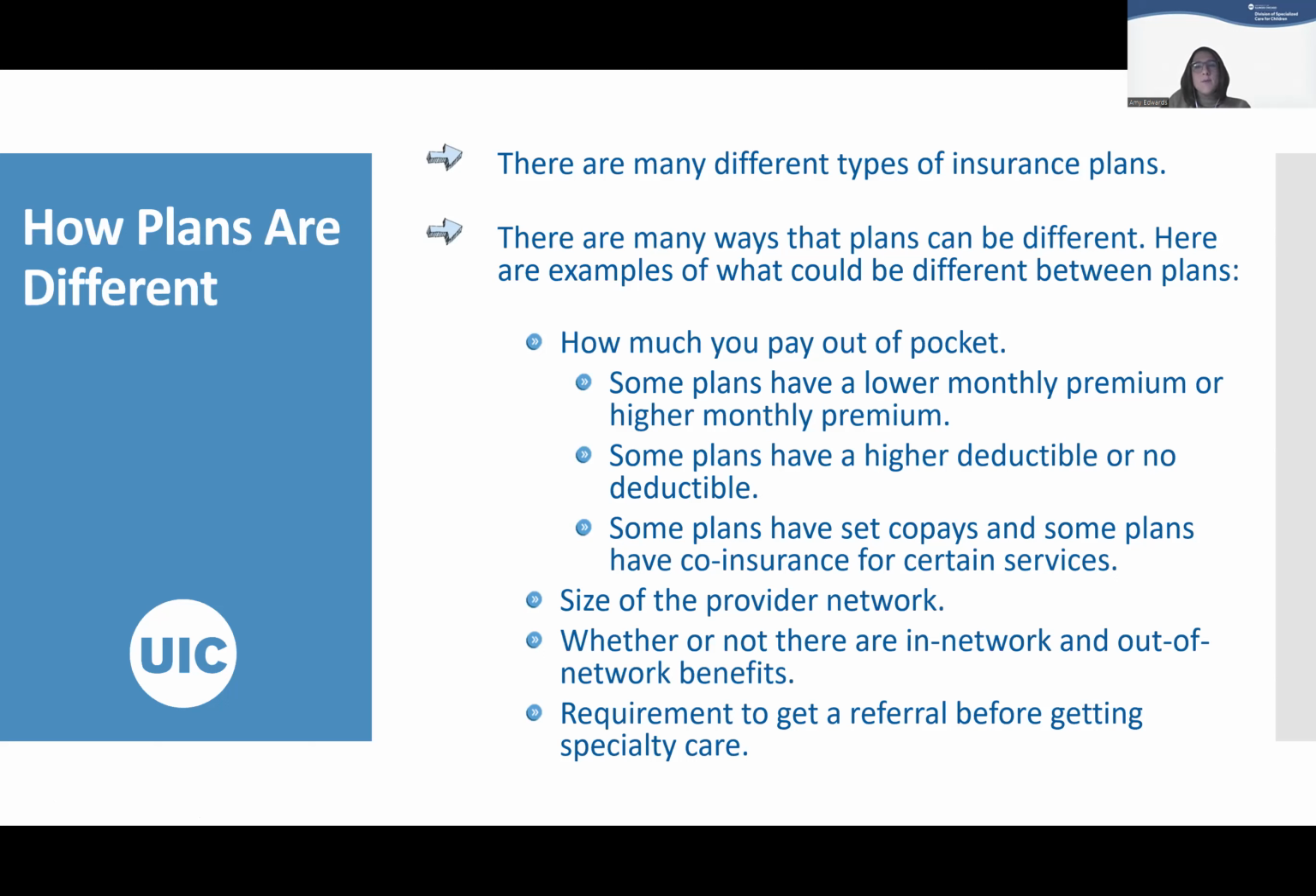So some plans will have a lower or higher monthly premium. Some plans will have a high deductible, and some plans have no deductible. Some plans you'll have a copay, and some you'll have coinsurance. And then there are plans where you will have a copay and coinsurance. The size of the network of providers can be different depending on what plan you have. You may have a large network of in-network providers, or you may have a very small network of in-network providers.